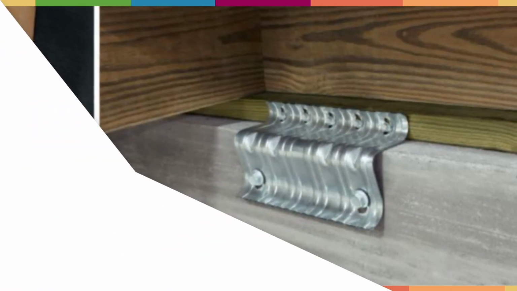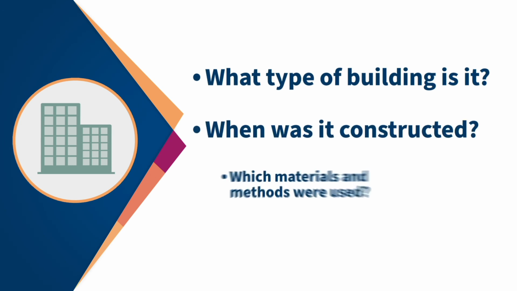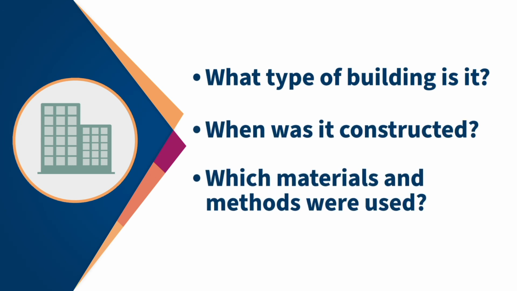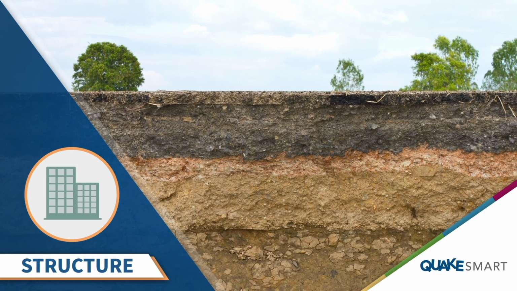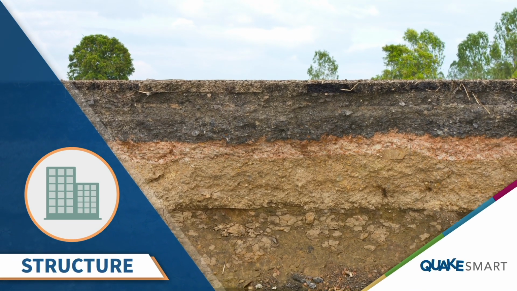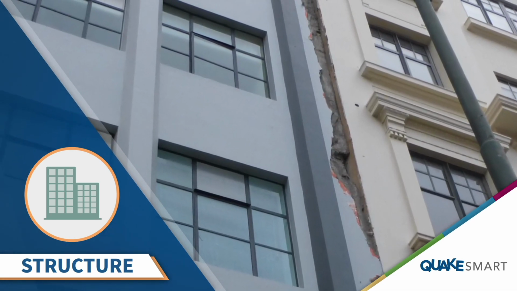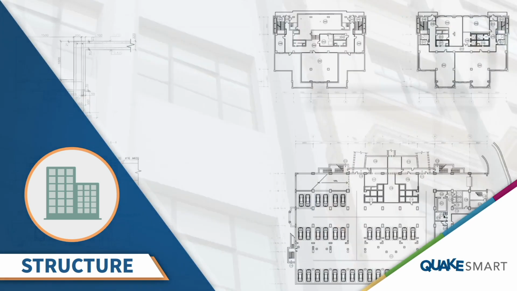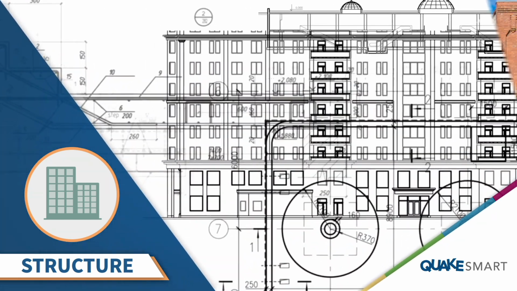The questions to ask are, what type of building is it? When was it constructed? And which materials and methods were used to build it? When you combine the answers to these questions with the type of soil under the building, as it may intensify ground shaking, you will better understand why the structure may not perform well in an earthquake. This information can help prioritize retrofit or strengthening plans.